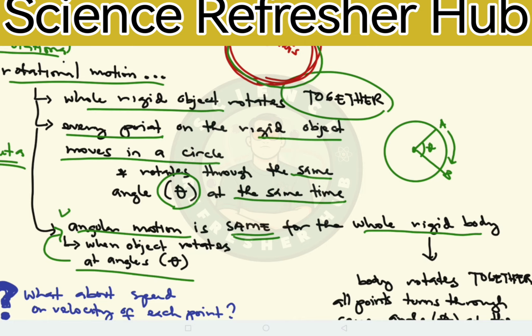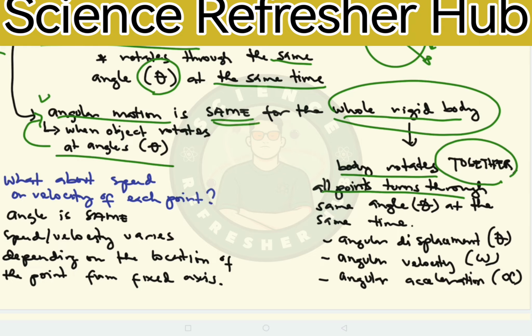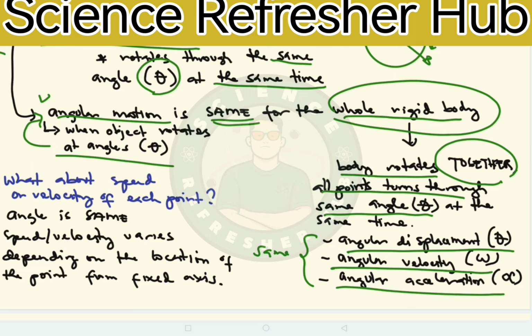When an object rotates through an angle, all the points in a rigid body will move through the same angle. So talking about a whole rigid body, the body rotates together. All points turn or spin through the same angle at the same time. So all the points will rotate through the same angle, and also have the same angular displacement, angular velocity, and angular acceleration. We will be getting to know these variables that pertain to rotational motion. In our previous video on translational motion, it talks about linear displacement, linear velocity, and linear acceleration.